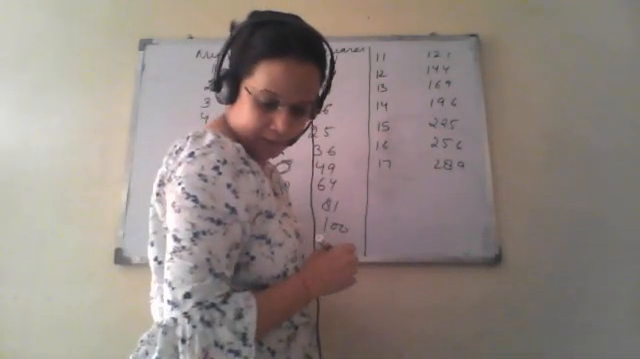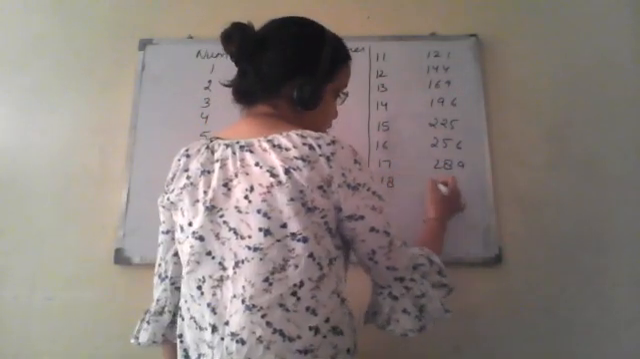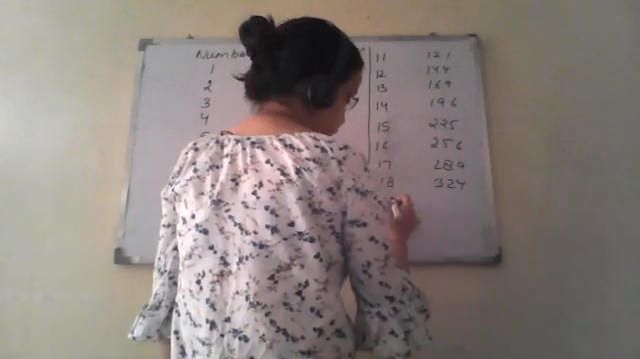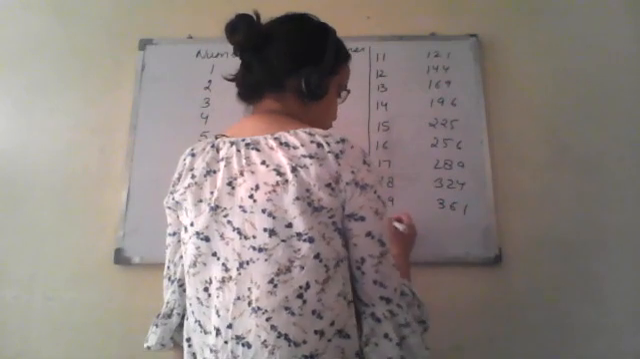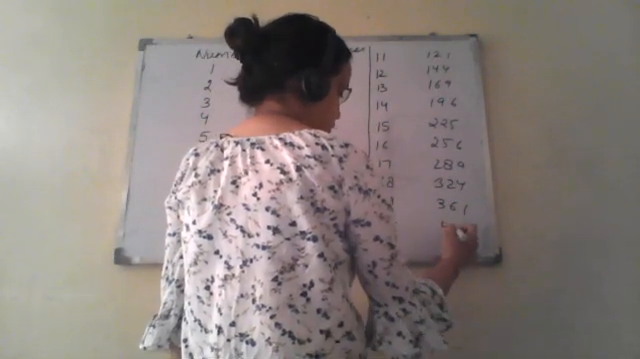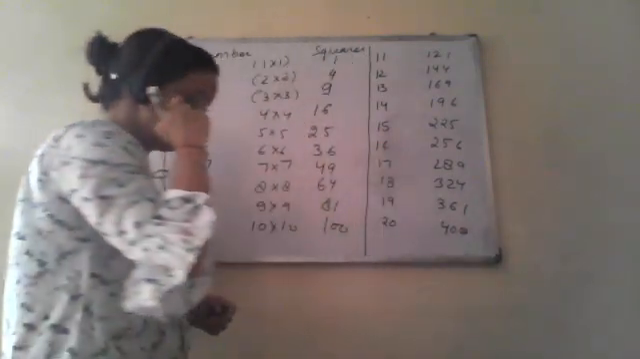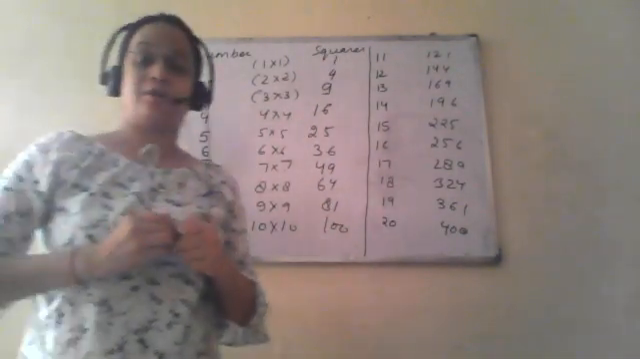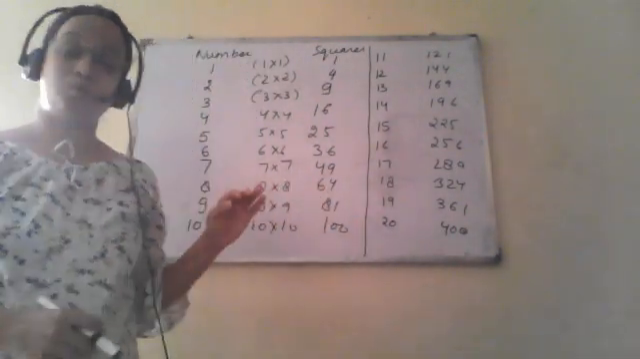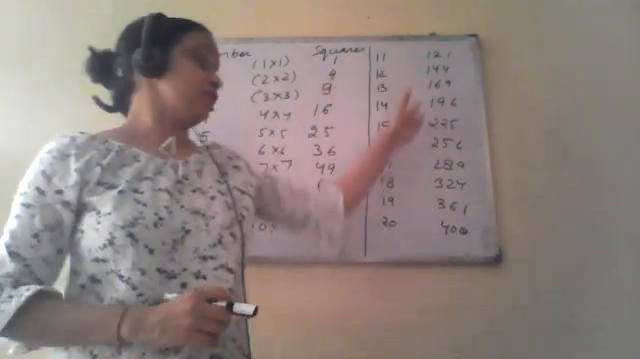For 18 it is 324. For 19 it is 361. And for 20 it is 400. Now, there are a few properties which we have to observe from these perfect square numbers.